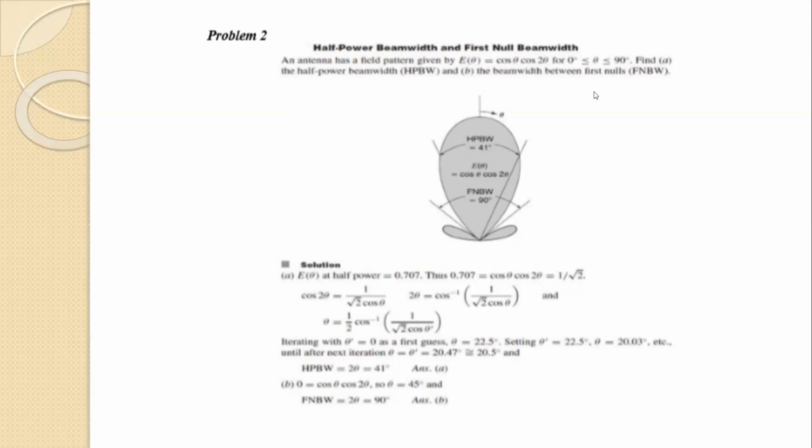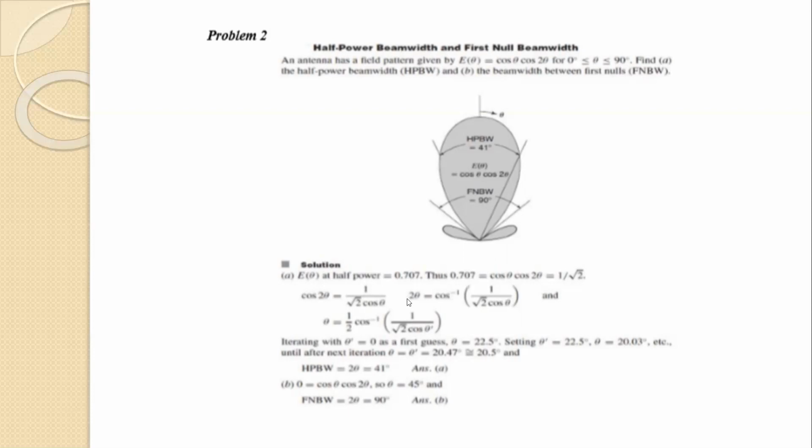So for this example, what we have to do? This is the field pattern. So automatically you draw the field pattern along the z direction. Along the main beam, automatically there are minor beams. This is the major beam and these are the minor beams. In this major beam, we have to focus on this function cos theta cos 2 theta. First, to calculate HPBW, equate the function to 0.707. So cos theta cos 2 theta equal to 0.707.